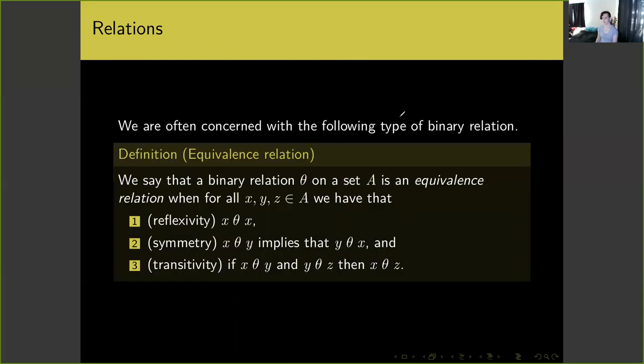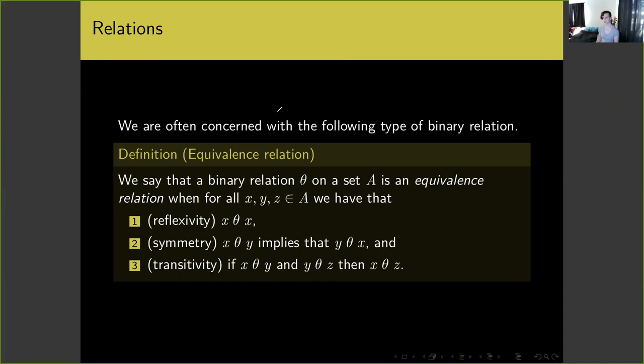So in particular, we're often concerned with the following type of binary relation. An equivalence relation is a binary relation in some set A, where for all x, y, and z in A, we have that x is always related to itself, which is the reflexive property, as it's called. We also have the symmetric property, where if x is related to y, then y must be related to x. And finally, we have the transitive property, where if x is related to y and y is related to z, then x must also be related to z.